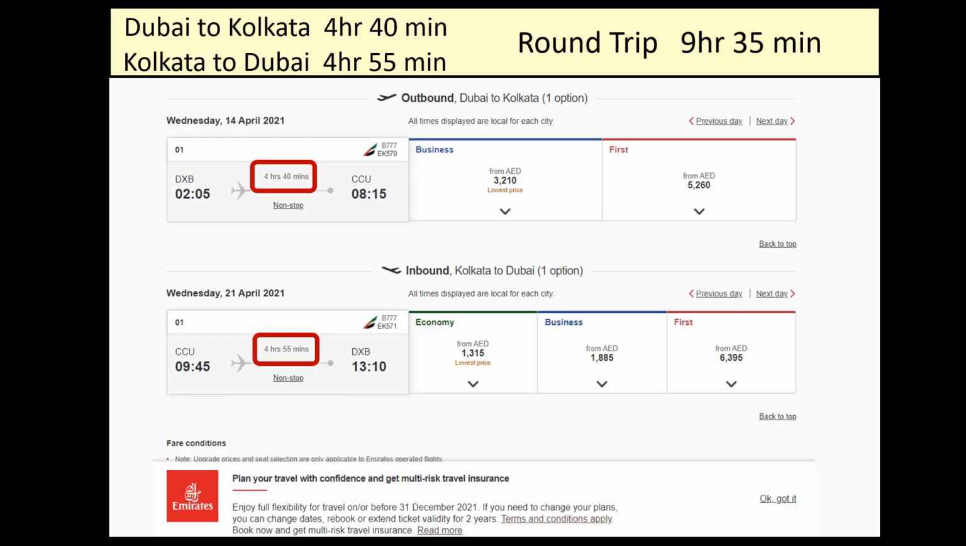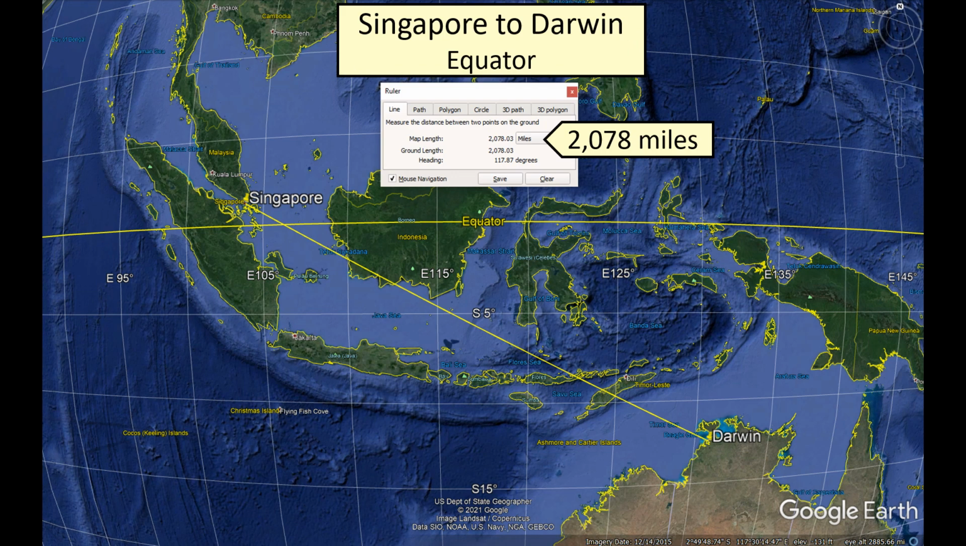So this is a flight on Emirates Airlines, which is based in Dubai. So from Dubai to Kolkata, we have 4 hours and 40 minutes, and from Kolkata to Dubai, 4 hours and 55 minutes. And that is a round trip of 9 hours and 35 minutes. So this is a flight near the equator.